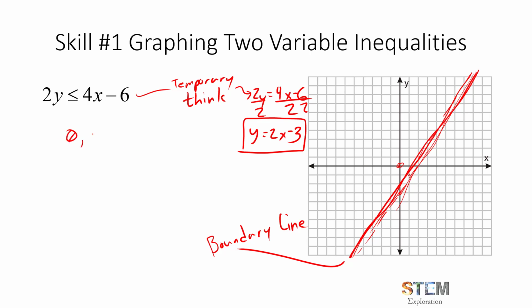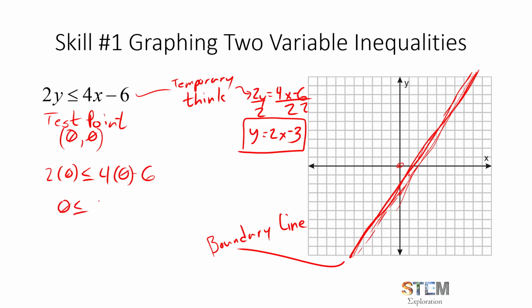So I'm going to plug in 0, 0. If I plug in 0, 0 as a test point, I'll quickly see that 2 times 0 is less than or equal to 4 times 0 minus 6, which gives 0 is less than or equal to 0 minus 6. So 0 is less than or equal to negative 6. I see that this is not true, that this is false.